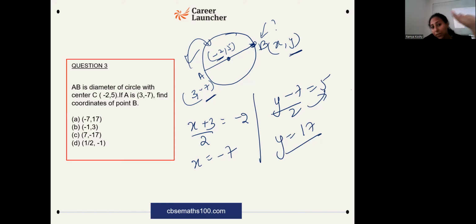Okay? So just be careful about these things when you're answering this question. Whether you're actually finding the midpoint or whether the midpoint is already given, accordingly you'll have to place the points properly in the formula.